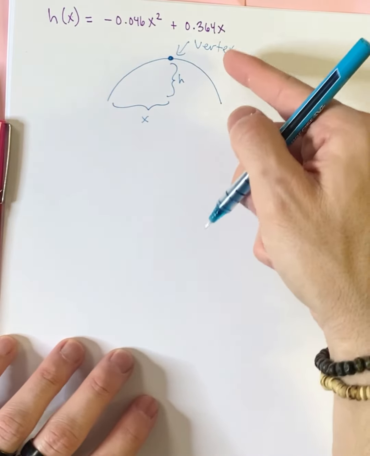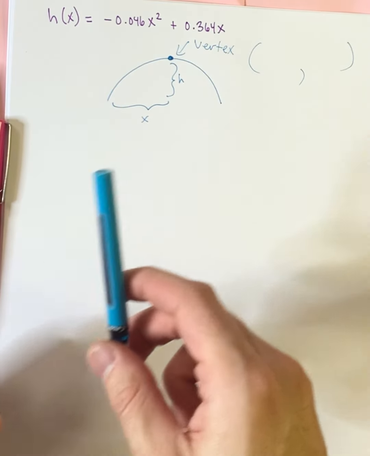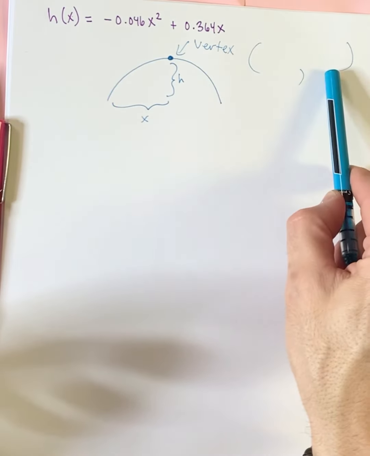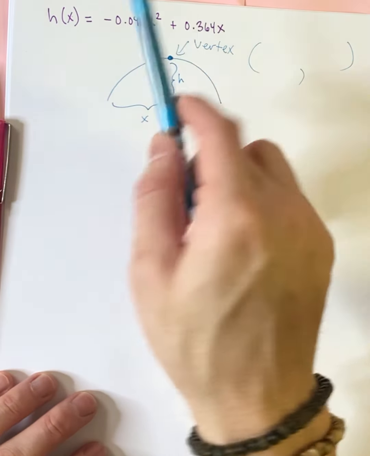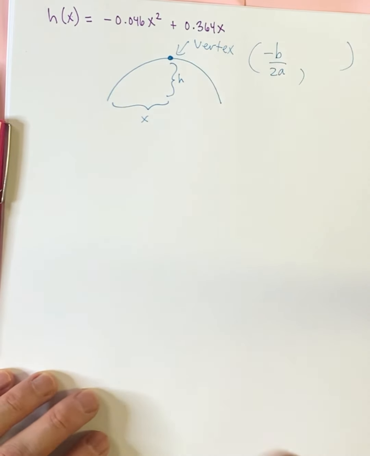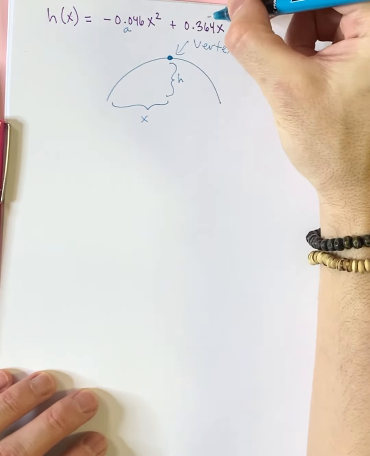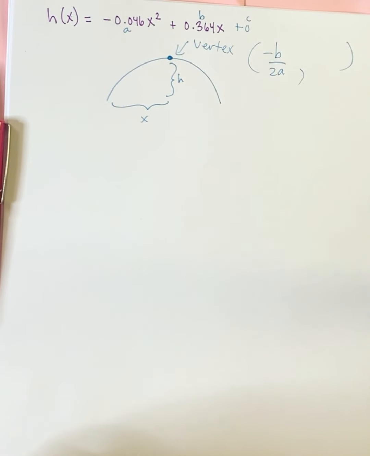Now, how do I find the coordinates of the vertex? Well, the vertex is a point, and every point has coordinates, an x and a y. So here, to find the x coordinate of the vertex, you'd have to go negative b over 2a, where this is a, this number is b, and plus 0, 0 is c.